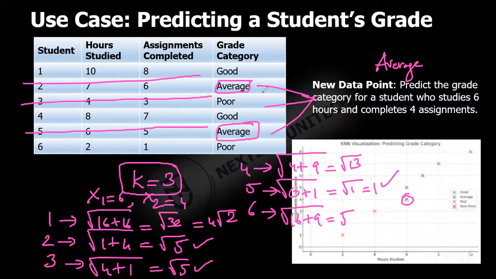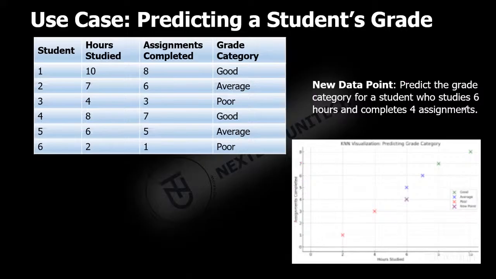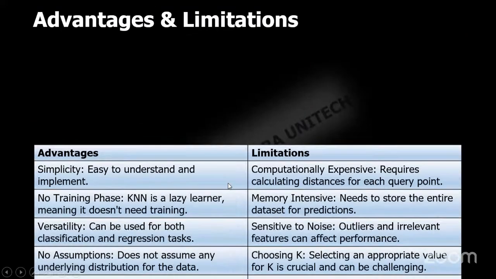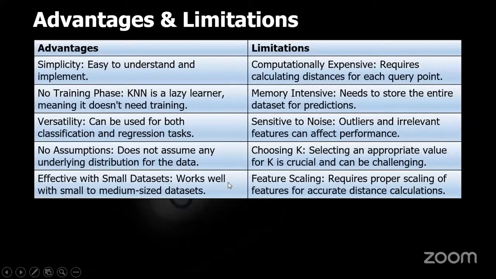So this is what KNN does. It calculates the distances. If it is a classification problem, for predictions it uses the majority class. If it is a regression task, it uses the average of the values. Next to the use case, let us talk about the advantages and the limitations of KNN.